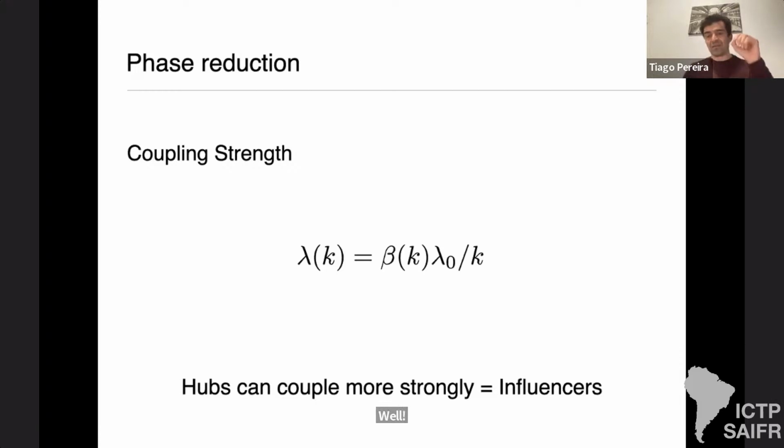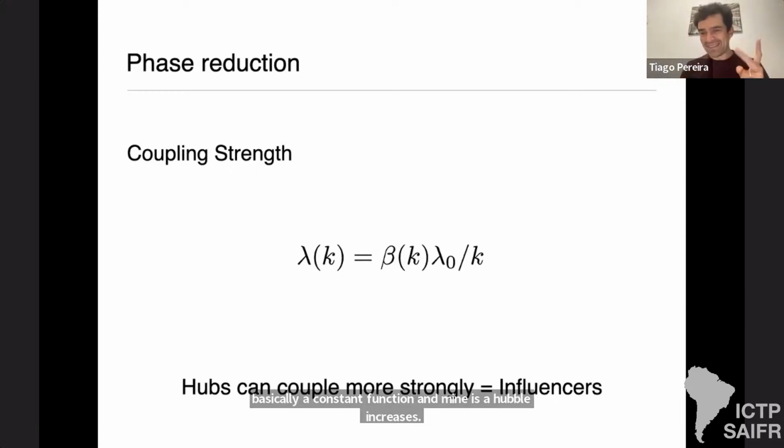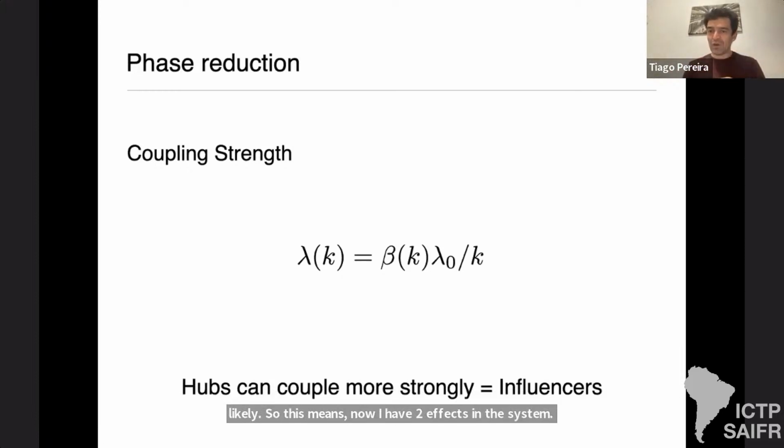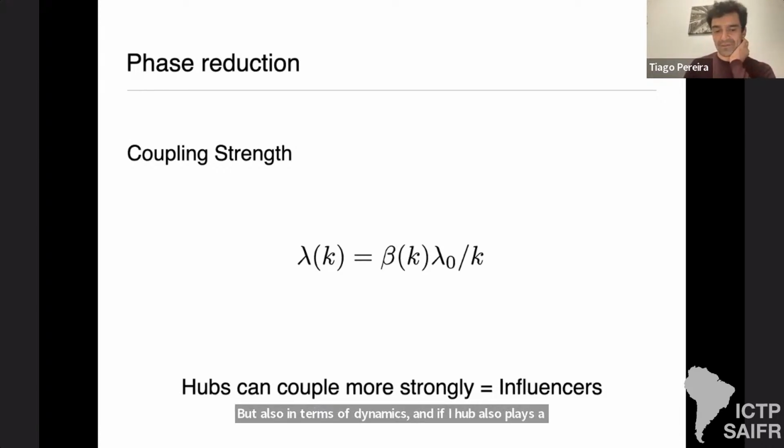Yes, but this beta only means that the hubs couple more to the system than the rest. So this beta will be basically a constant function, and if a node is a hub, it increases slightly. So this means now I have two effects in the system. A hub can be a topological hub, a structural hub, and can have its beta very large. So this means it will play a dominant role in terms of structure, but also in terms of dynamics. And if a hub also plays a dominant role in terms of the dynamics, then I'll call it an influencer.